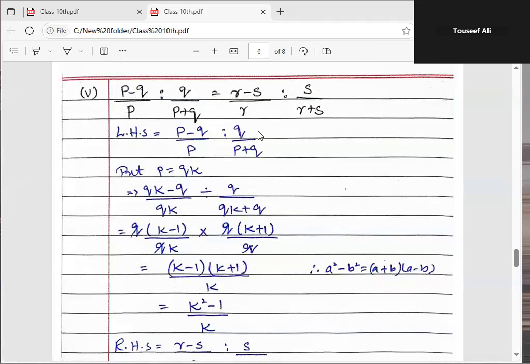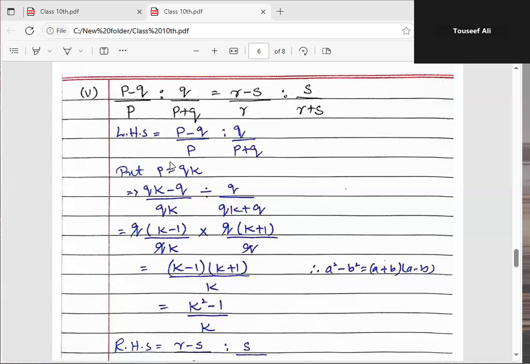Now we are going to solve. We are going to show this is our bit number 5. (P minus Q) divided by P, ratio, Q divided by (P plus Q) equals (R minus S) divided by R, ratio, S divided by (R plus S). Now from here we first consider its left hand side, which is (P minus Q) divided by P ratio Q divided by (P plus Q).